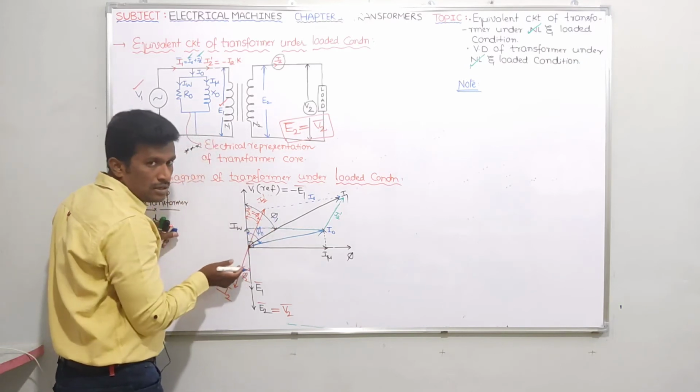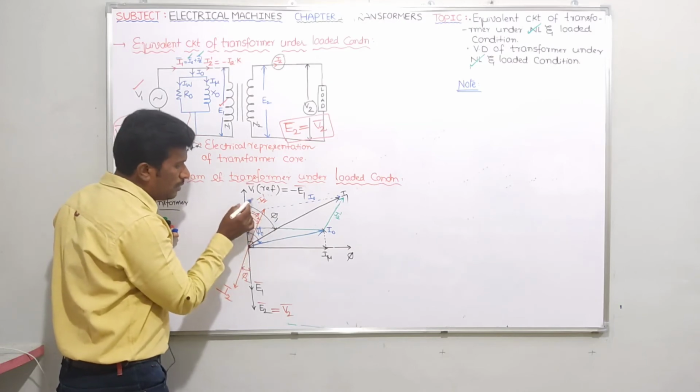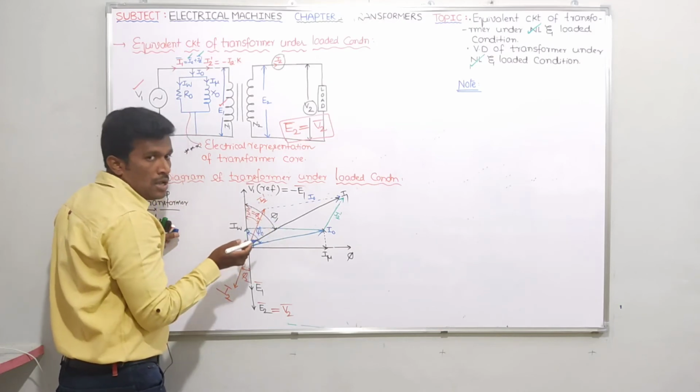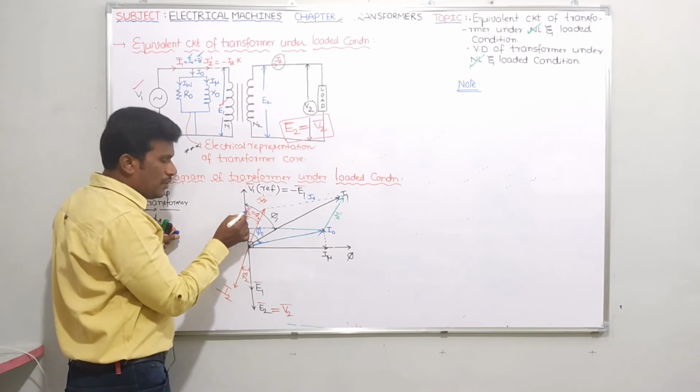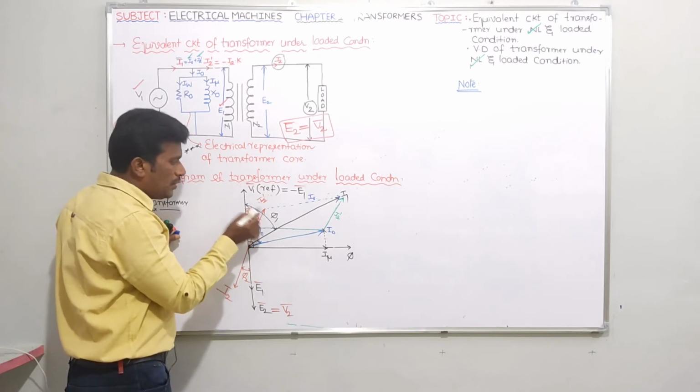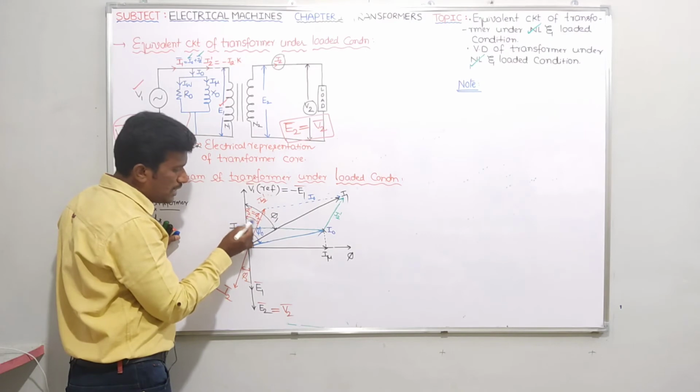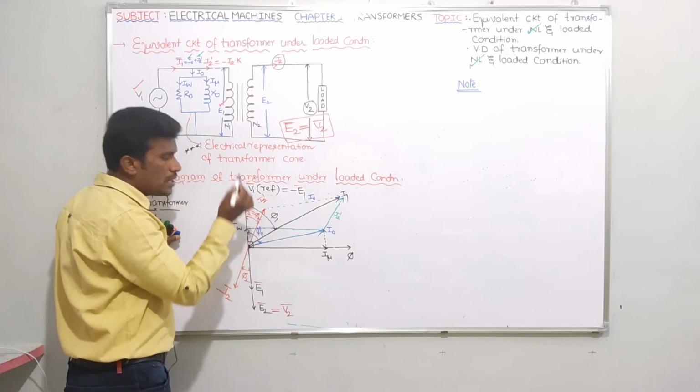This is what I can say phi 1, the black color one. Phi 1 means the angle between V1 and I1. That is phi 1. Phi 2 means what? Phi 2 is the angle between V1 and I2 dash. This is this portion, the red color. So phi 1 is not equal to phi 2 here.